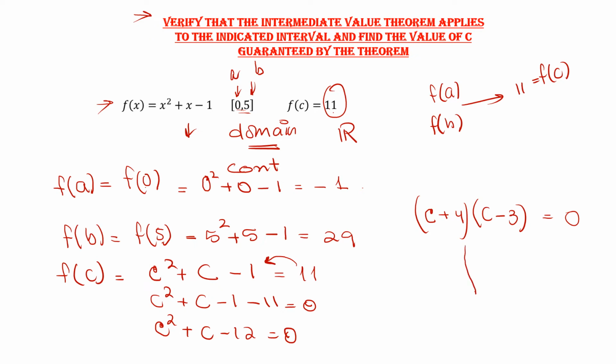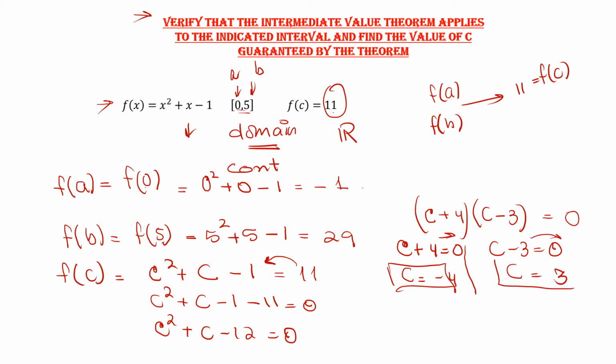One by one, set each factor equal to 0. So c plus 4 equals 0, and c minus 3 equals 0. Bring the 4 to the other side, so c equals negative 4, and bring the negative 3 to the other side, so you will get c equals 3. So one value of c is 3 and the other value of c is negative 4.